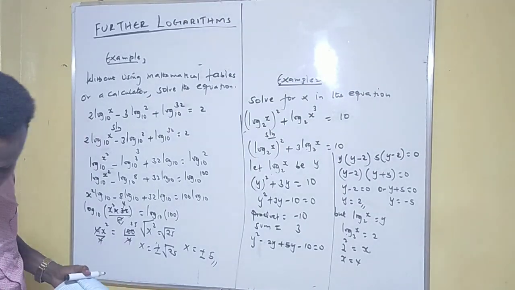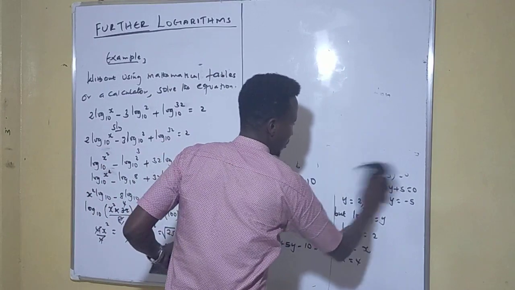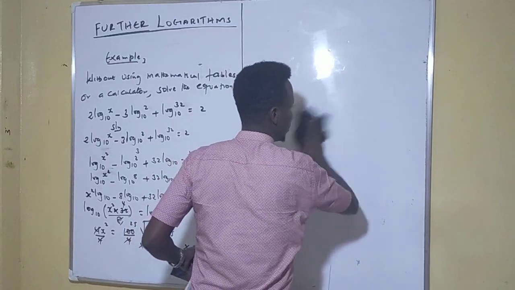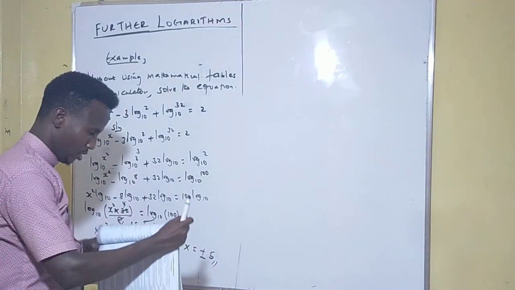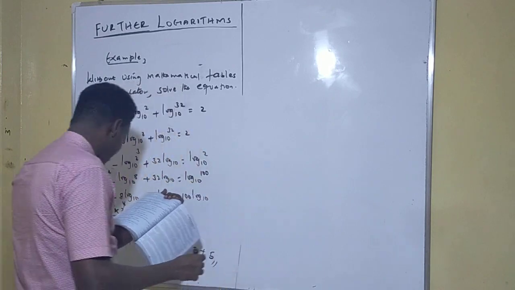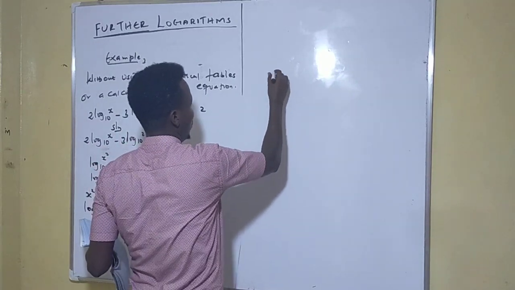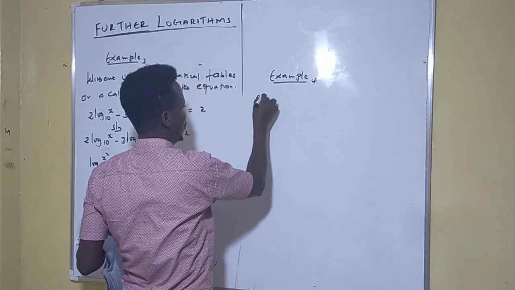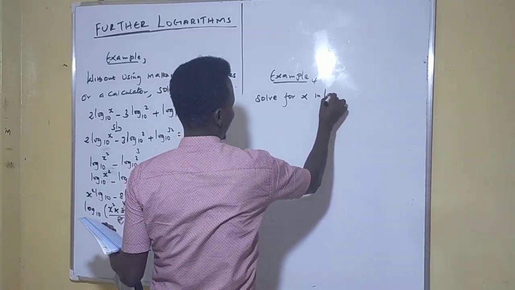We just got a hidden knowledge. I'll do this one. Let me do for you this thing. You are told, look at this question. Solve for x. This will be our example 4.